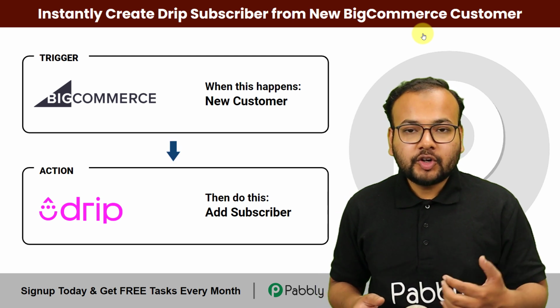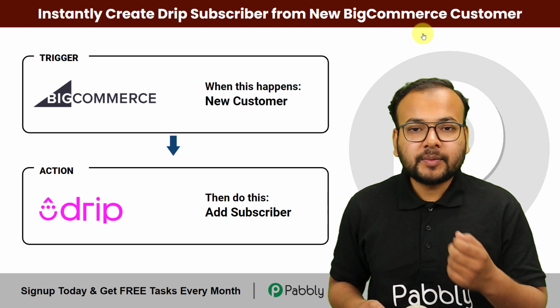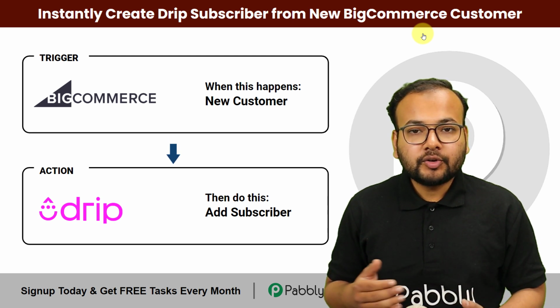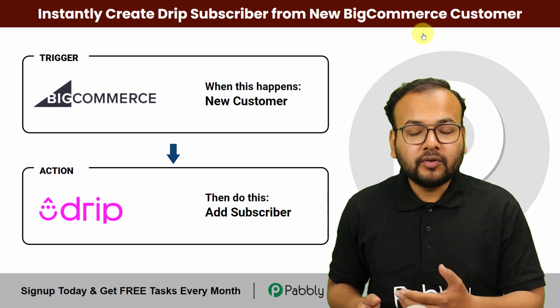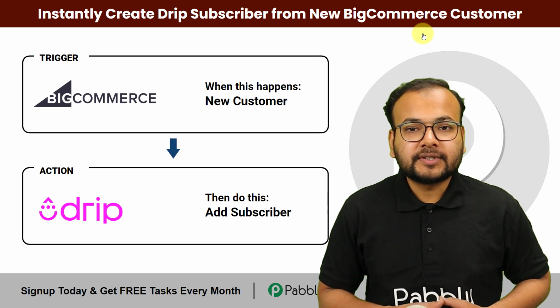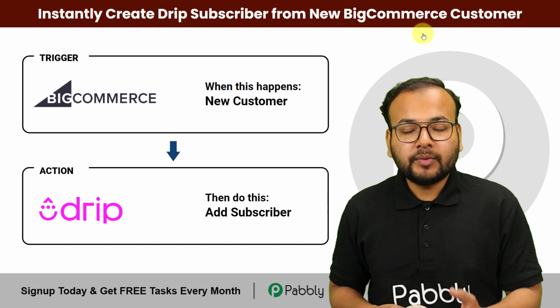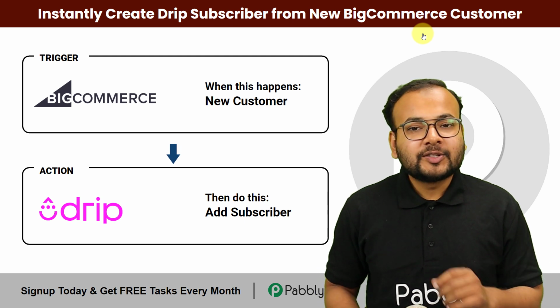That's where the integration between BigCommerce and Drip comes in. With the help of this automation, you can create subscribers in Drip from new BigCommerce customers and automate your email marketing workflow with just a few simple steps. So in this video, I'm going to show you step by step how to set up this automation without any coding. So let's begin.